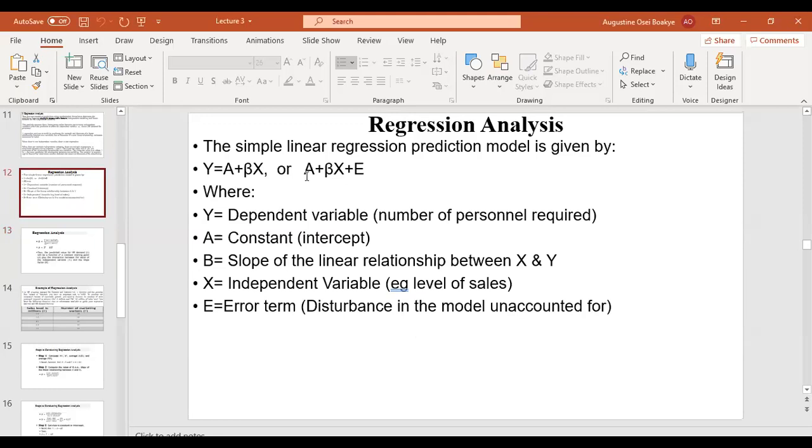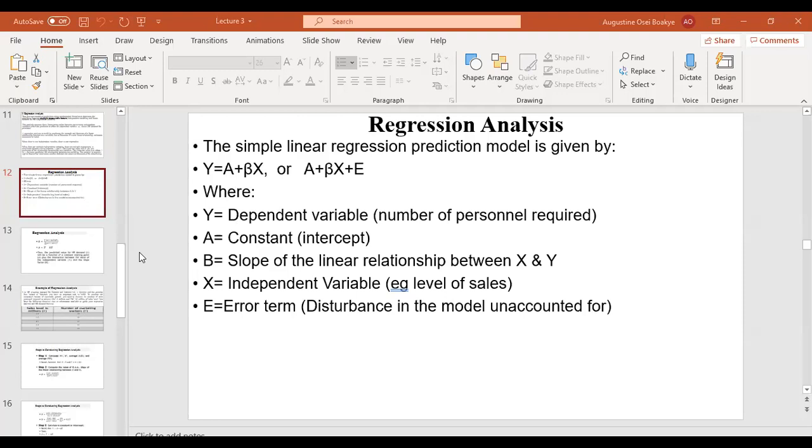Okay, so I'm starting all over again. The regression model is given by this formula, y is equal to alpha plus beta x. And in the question we are given, we are supposed to first of all compute for the beta. When we get the beta value, then we will insert it into this equation and finally use it to estimate the number of human resources we will need. And that is exactly what we'll be doing shortly.